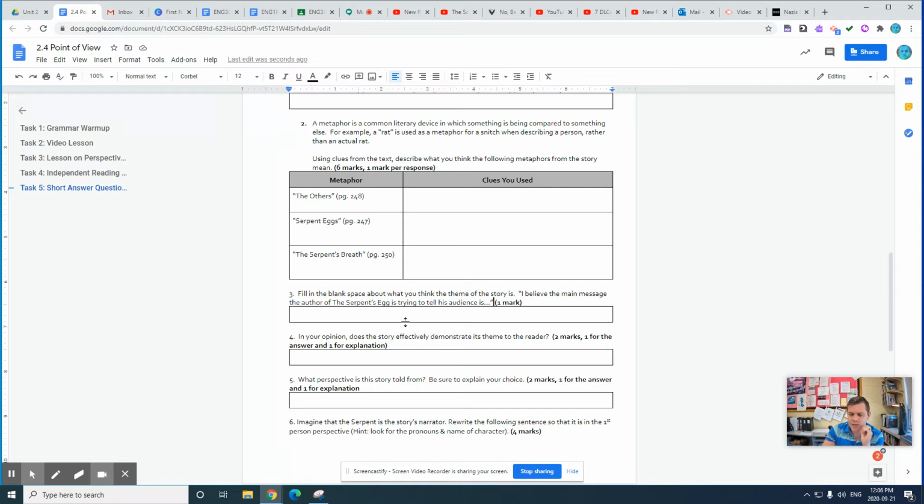Remember, theme is the lesson, not the plot. So what is the author trying to teach his audience about the story, in the story? Now, in your opinion, does this story effectively demonstrate its theme to the reader? Does it do a good job at teaching the reader the theme?